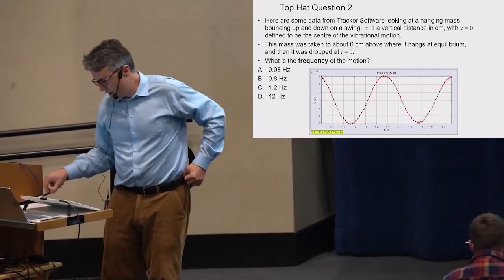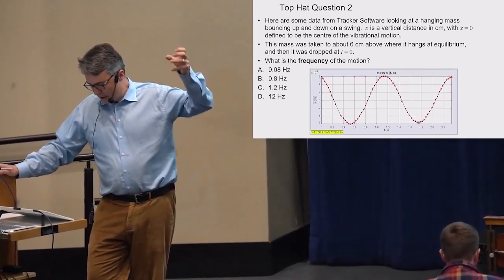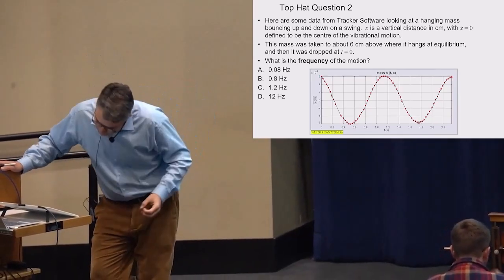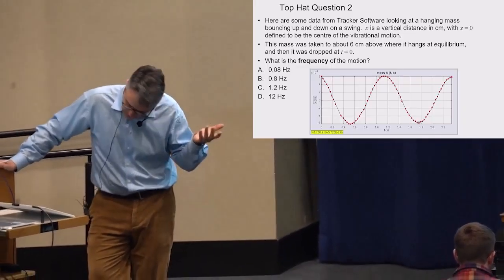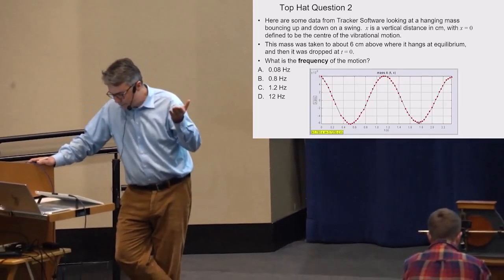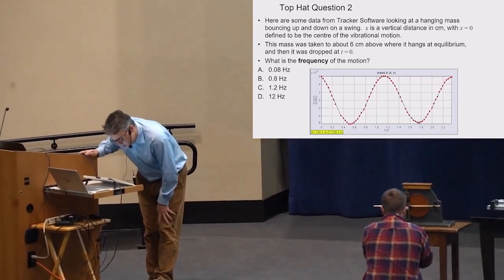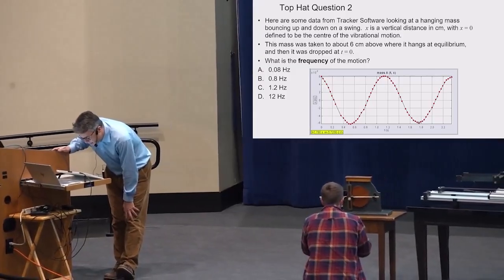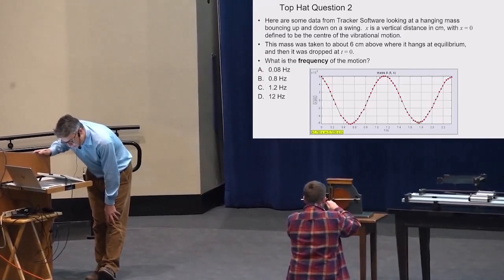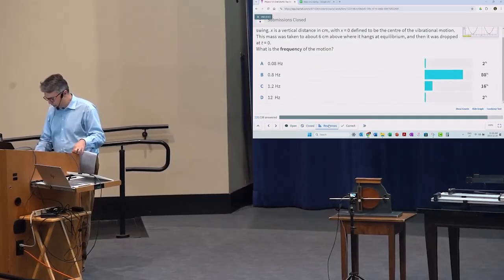So this is data that you might take next week or something, where you've got a hanging mass bouncing up and down on a swing. The vertical axis here is the vertical position, which we labeled x, but it could be y. And x equals 0 has been defined to be the center of vibrational motion. The mass was taken to about 6 centimeters above where it hangs at equilibrium, and then it was dropped. What's the frequency? Survey says 0.8.